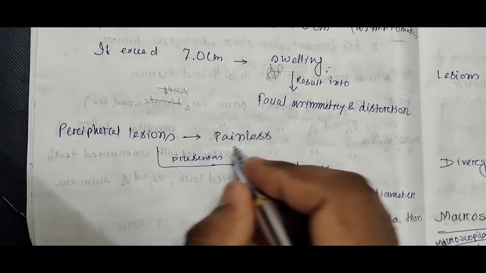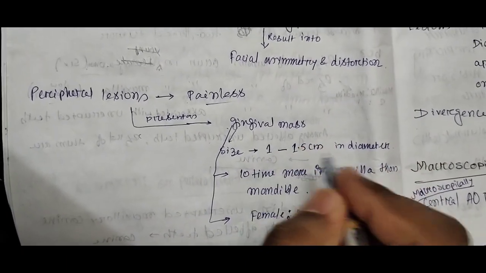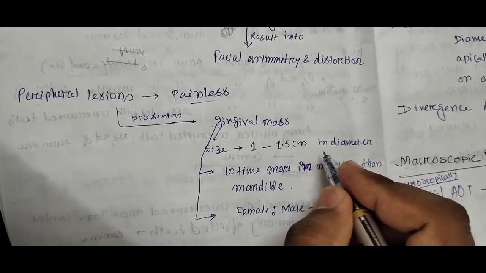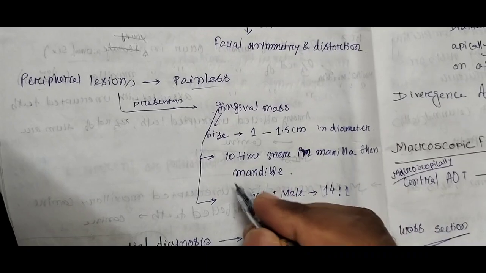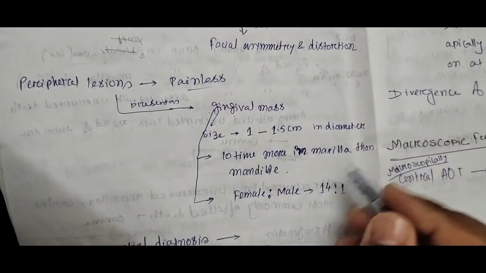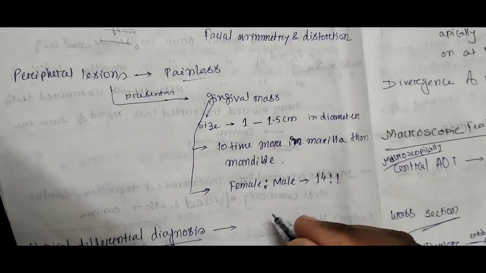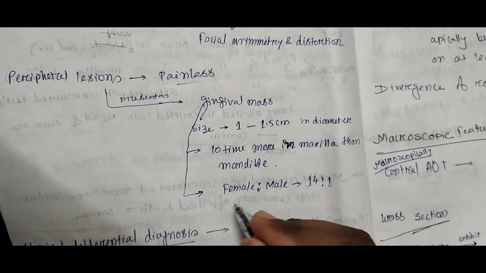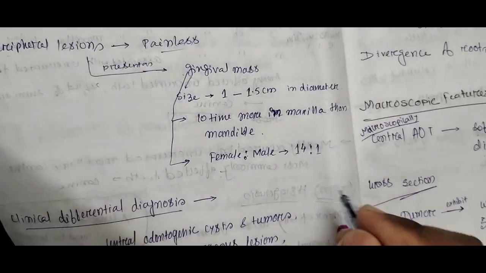Peripheral lesions are painless and present as a gingival mass. This gingival mass is about 1 centimeter in diameter. This gingival mass is 10 times more common in the maxilla than the mandible. That means more are seen in the maxilla. And this gingival mass is more often seen in females. The female to male ratio is 14:1.